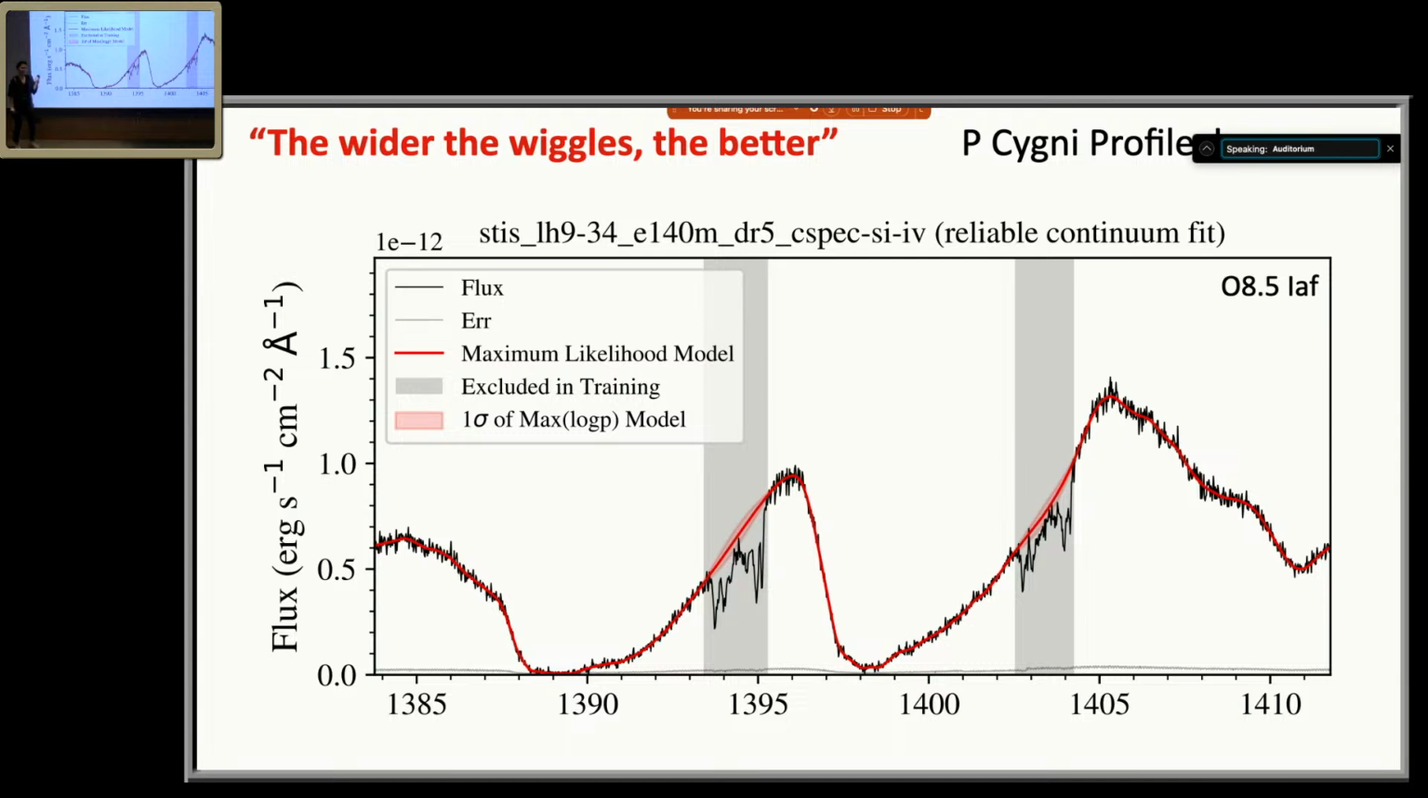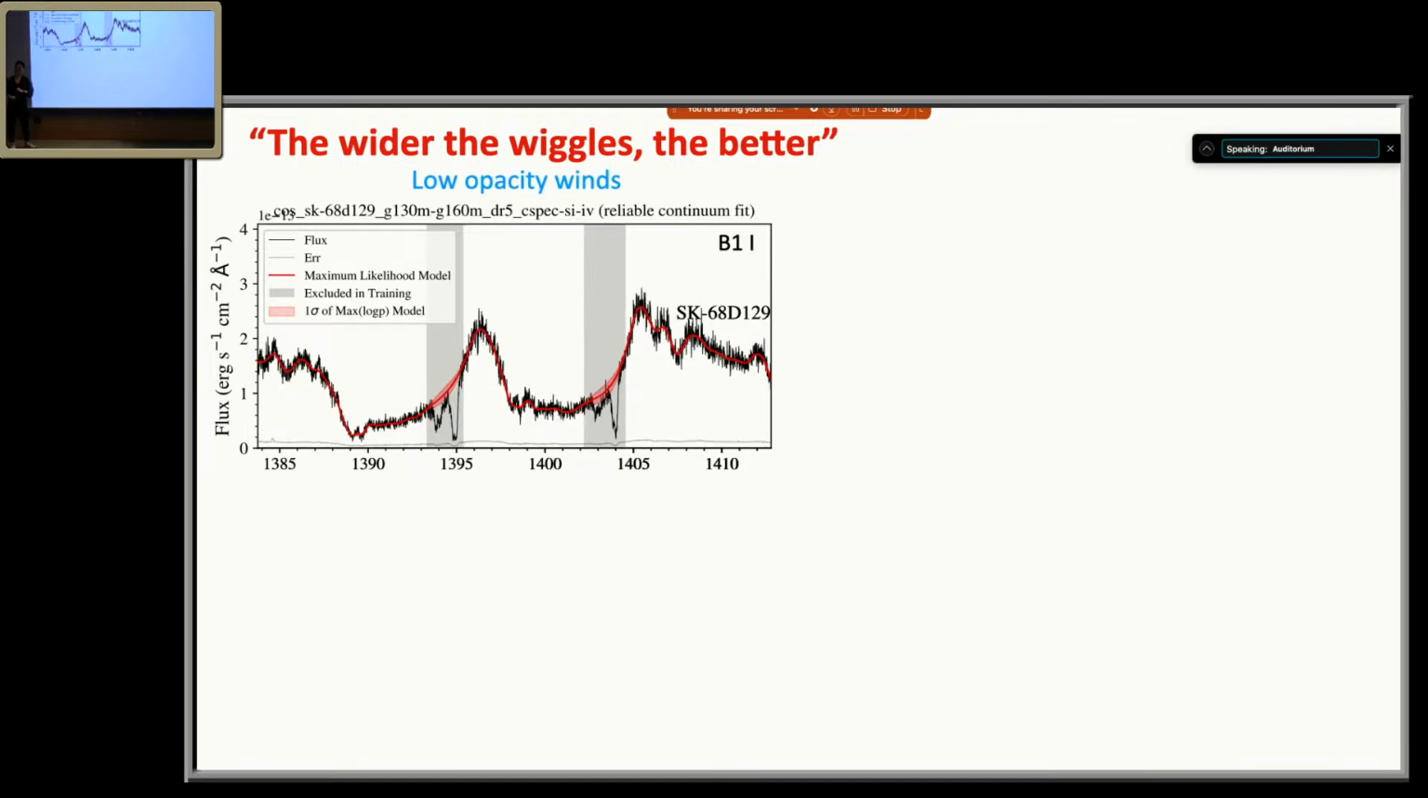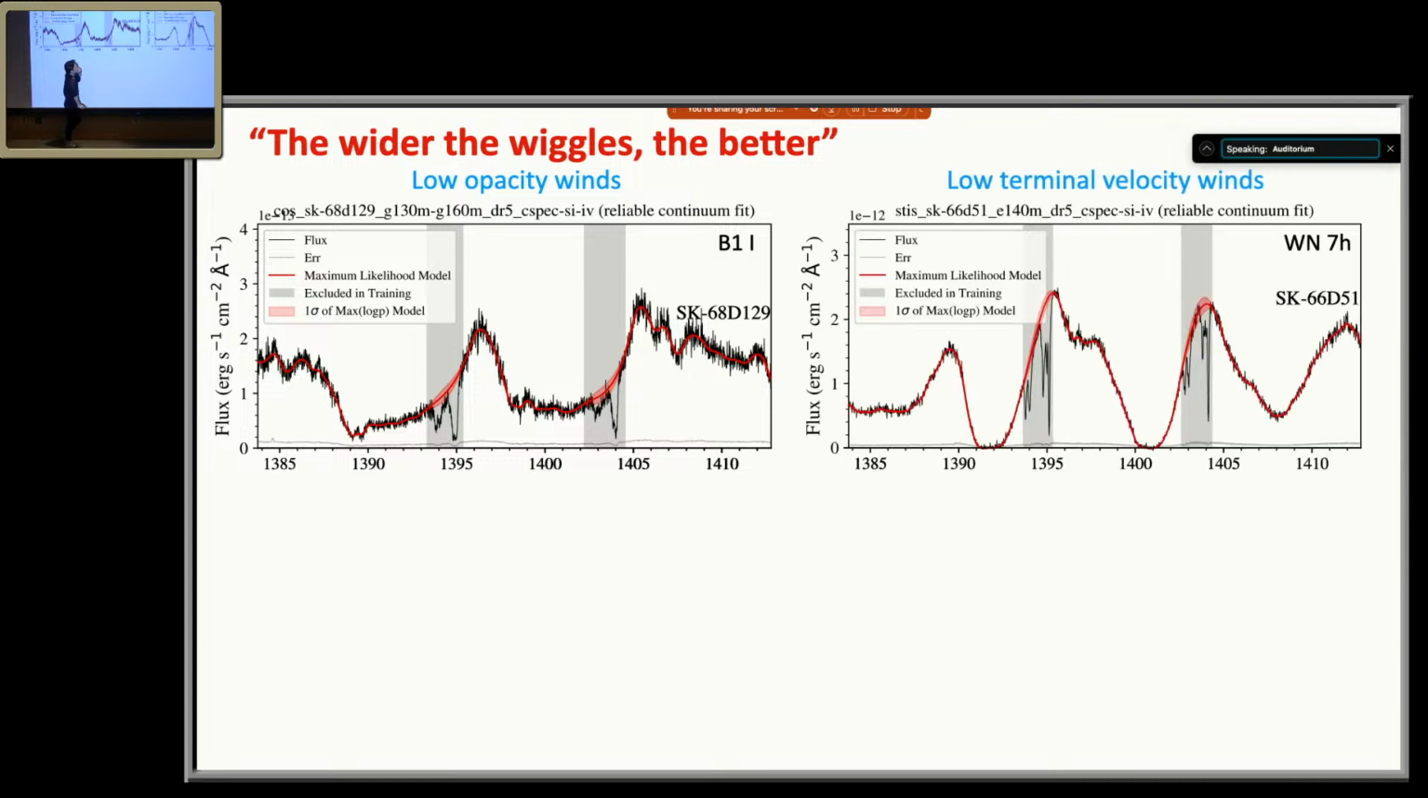Then, of course, I'm showing you one of the best cases. I can do something that's a little more difficult. So for example, this is a stellar wing that has low opacity, with no opacity features. Totally cool. The ISM feature is here. We can take it out. And then this is a Wolf-Rayet star, which has a relatively low terminal velocity wing. That's OK, too.